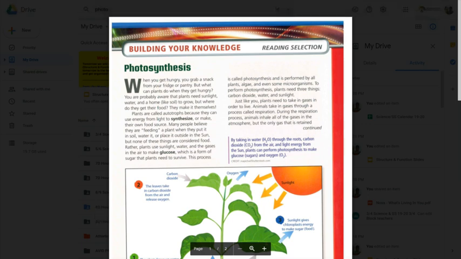Hello, everyone. We're going to be reading the article Photosynthesis from the unit Structure and Function.